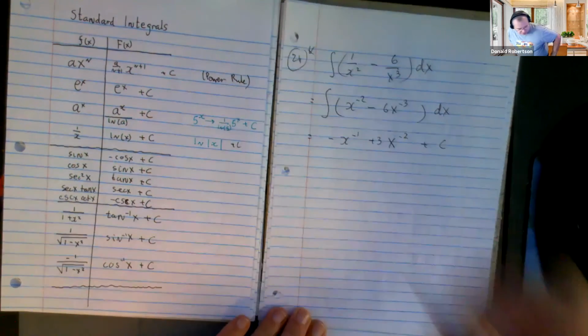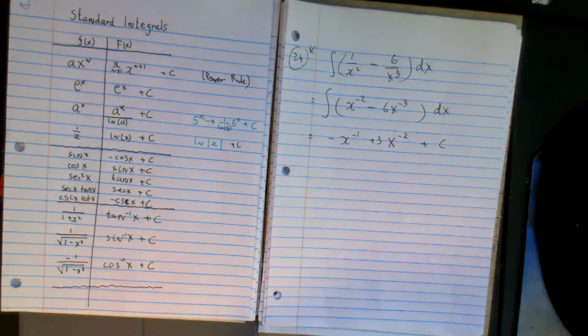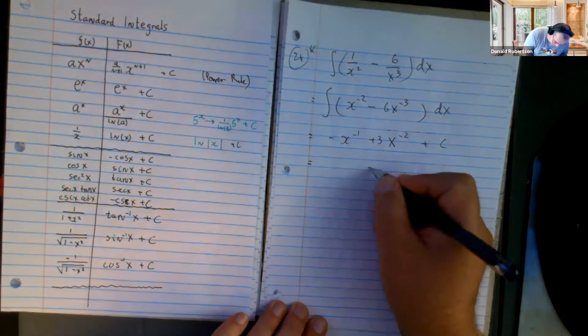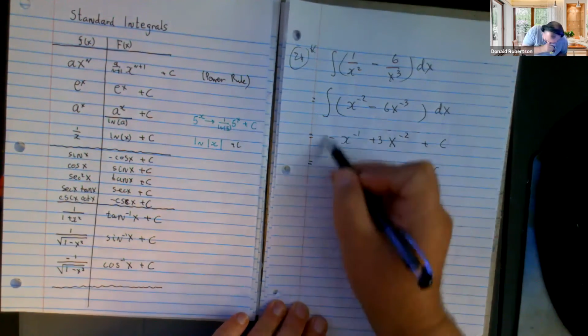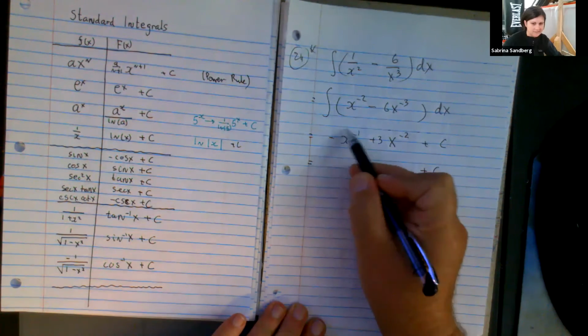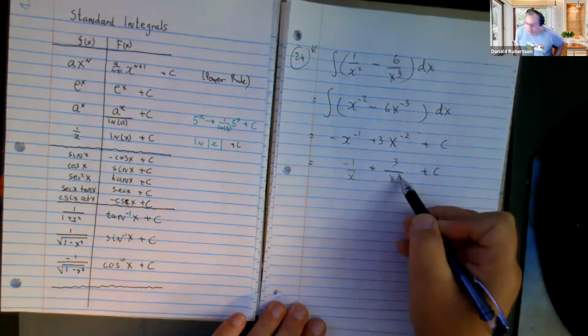Haven't talked about any style points. Let's talk style points. That needs some style points done on it, doesn't it? What would this first one become? How would I write that? 1 over x. Okay. And 3 over x squared, and everybody's happy.